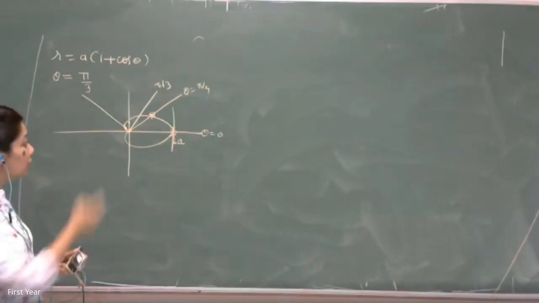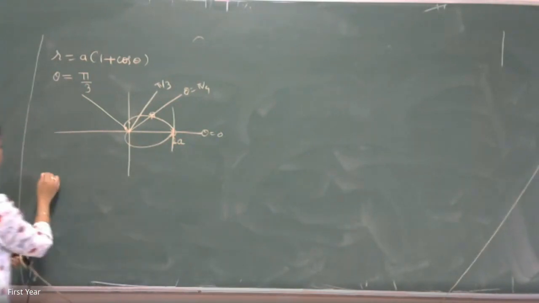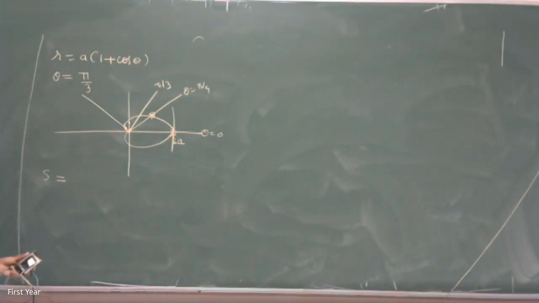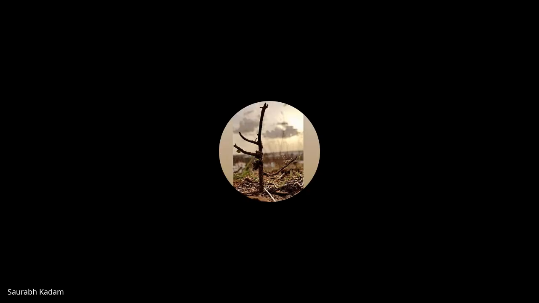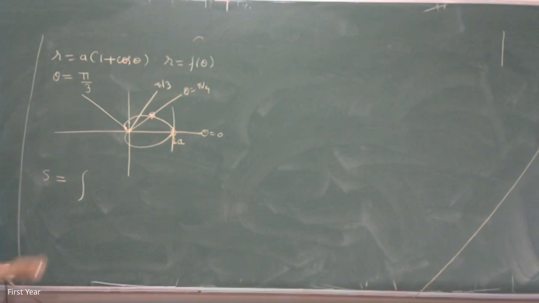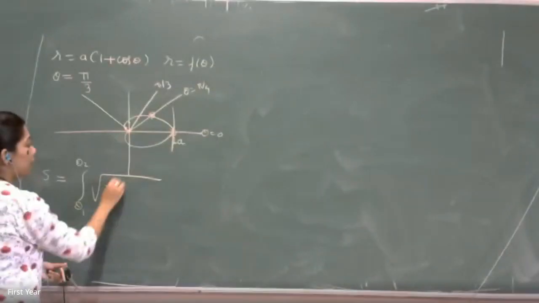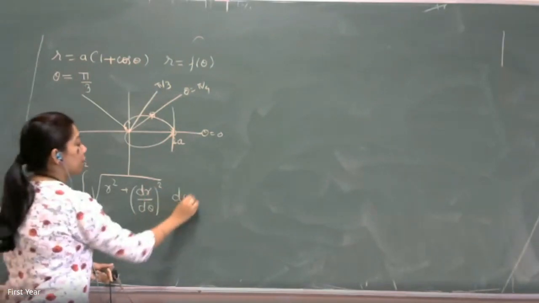Okay. So the curve is symmetric about the initial line theta is equal to 0. And now we have to find the arc length. Which formula do I want to use for finding the arc length? What is the relation given to you? r is equal to f of theta, because r is given in terms of cos theta. So the function is related as r in terms of theta. Which formula? S is the integral of root over r square plus dr by d theta, the whole square, into d theta.